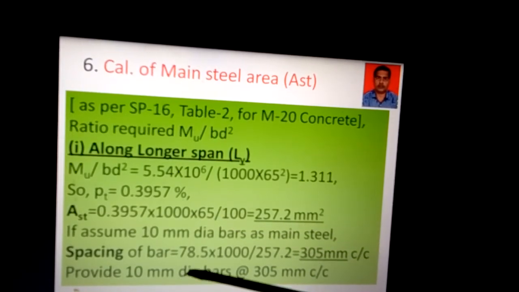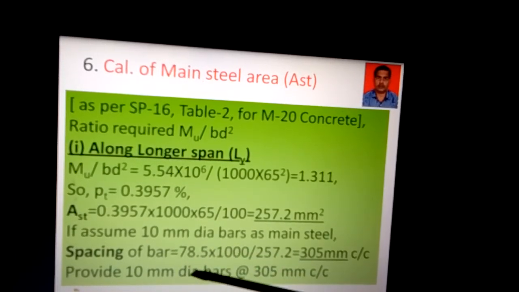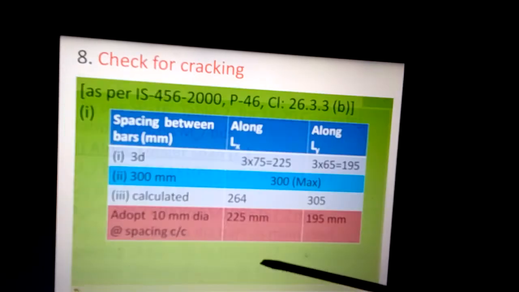So if we assume 10 millimeter diameter bars as main steel, the spacing of bars would be 78.5, the one bar area, into 1000 divided by 257.2, and it gives 305 millimeter center to center. So we can provide 10 millimeter diameter bars at 305 center to center along the longer span as main steel.